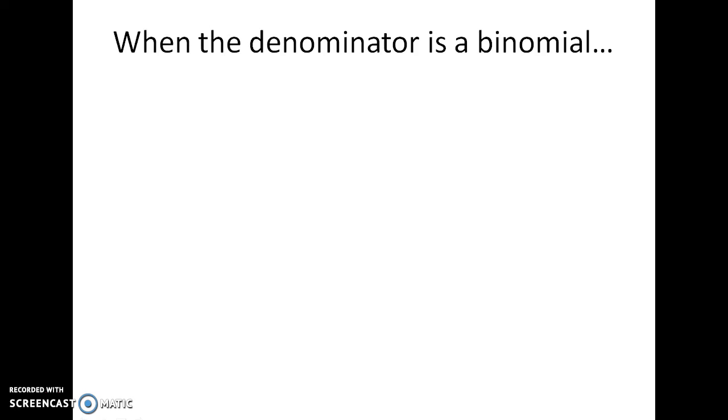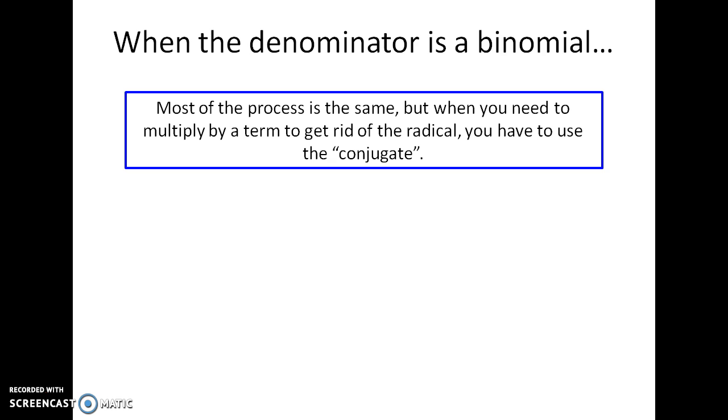Welcome to video lesson 2 on rationalizing radical expressions. What to do when the denominator is a binomial. There are two terms. Most of the process is the same. You still have to reduce coefficients, you still have to reduce radicals, you still have to multiply the top and the bottom by something to get rid of the radical in the denominator.